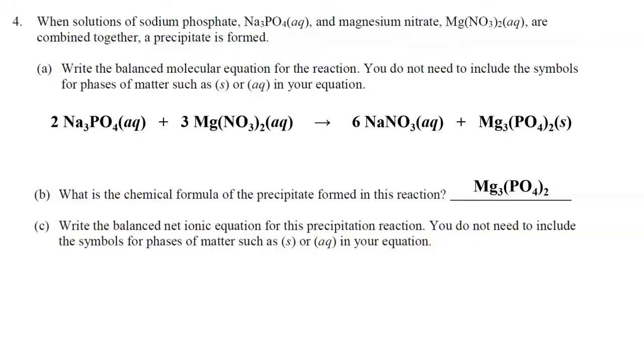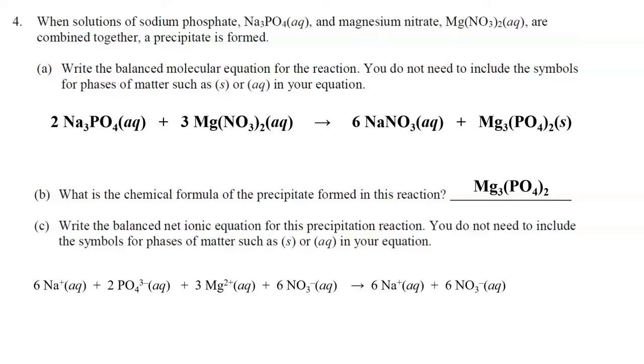So we can split up the reactants, and we can split up the sodium nitrate in the products. We're not going to split up the magnesium phosphate because that is an insoluble precipitate. So when I split up sodium phosphate with that 2 in front as a coefficient, that would be 6 sodium ions and 2 phosphate ions. When I split up the magnesium nitrate, there's a 3 in front. That would be 3 magnesium ions and 6 nitrate ions. And when I split up the sodium nitrate on the right, with that 6 in front, 6 sodium ions and 6 nitrate ions.